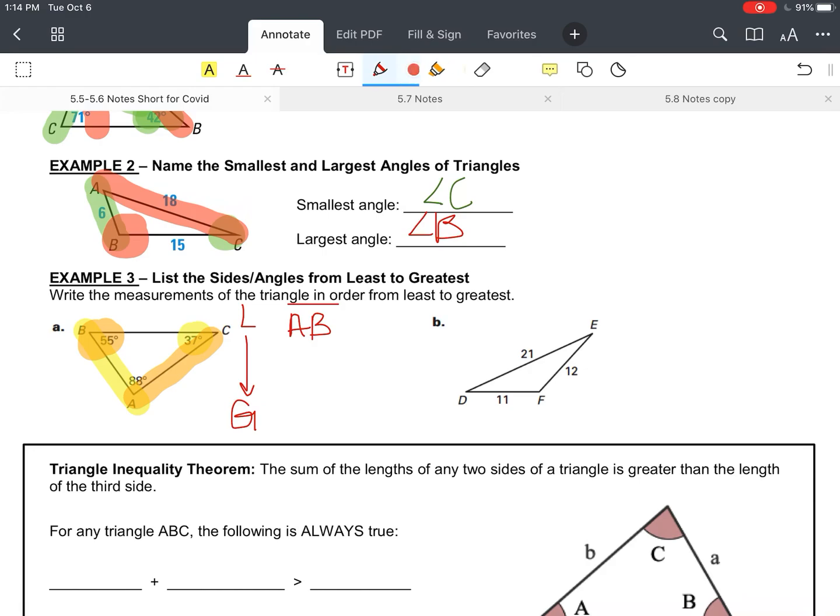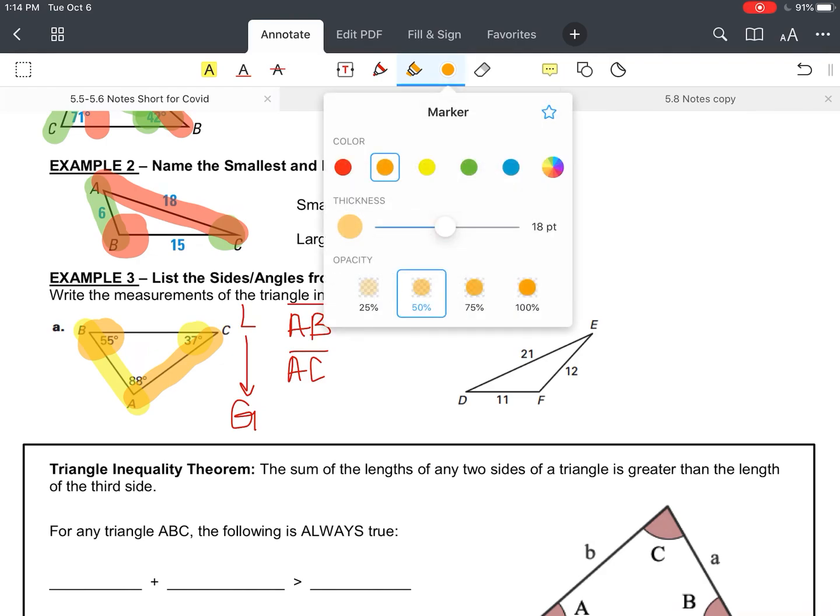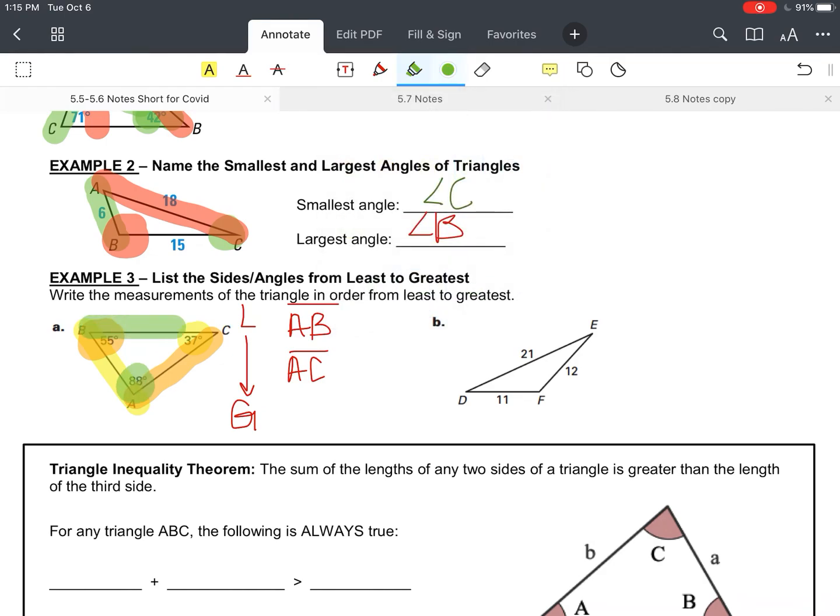Continuing with this pattern, my next smallest angle is B, so the side opposite B would be AC. The greatest side will be opposite the greatest angle. It's the only one left at this point. 88 is opposite BC, so BC will be my greatest side.